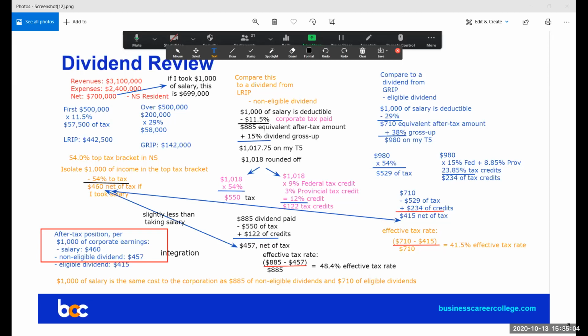Okay. So is everybody with me on the fundamental idea of integration? That there is no big advantage to paying dividends or salary, that in the end, when we take into account the total amount of tax payable, we're going to end up in a pretty close position. Okay, where do I not have corporate tax, Esther? Tell me where I don't have corporate tax.